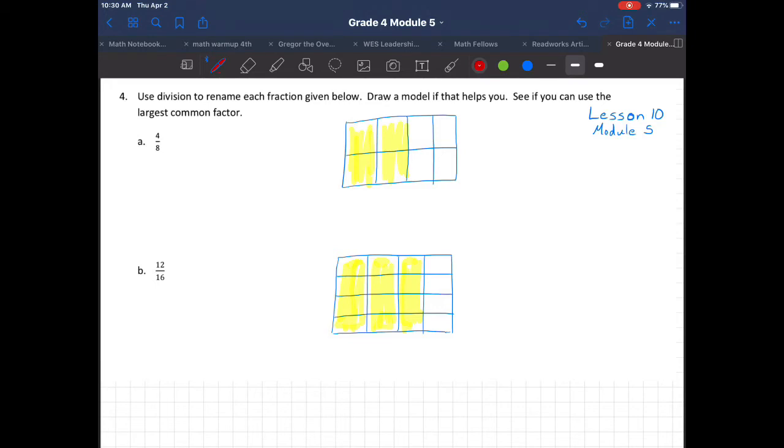See if you can use the largest common factor, which means they want it to be simplest. Here's what this means. We could divide these both by 2, and we could get 2/4. But we could have an even bigger single fraction. So we could do 4/8 divided by 4/4 instead, and that would give me 1/2.